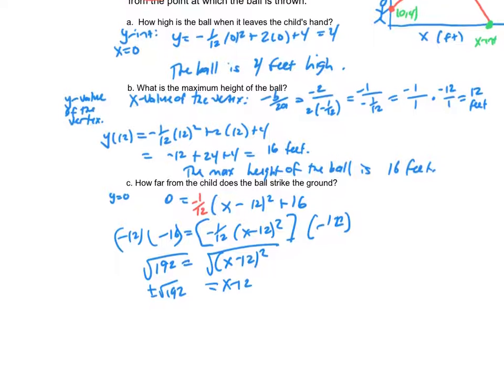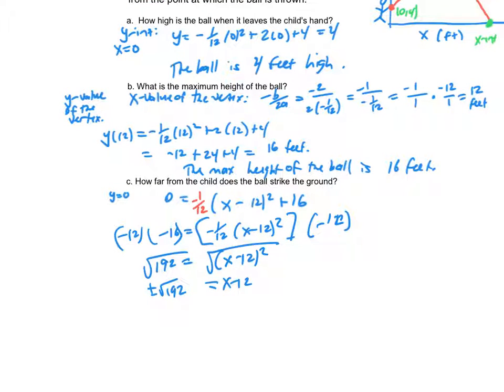For 192, I'm looking for a perfect square factor, and it's actually 64 times 3. So this is the same thing as plus or minus 8 radical 3, because the square root of 64 is 8, is equal to x minus 12. And then I'll add 12 to both sides. So x is equal to 12 plus or minus 8 radical 3. These would be our two x-intercepts.